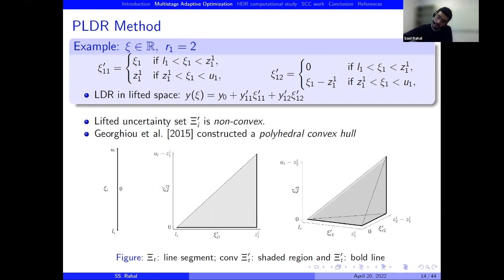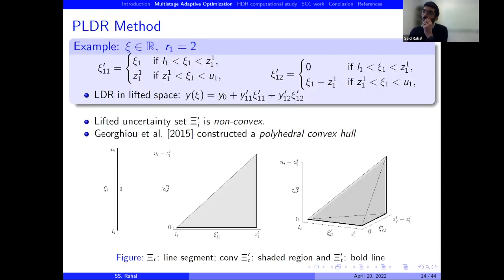In this figure, we assume a scalar uncertainty that belongs to a line segment between L sub i and U sub i. If we introduce one breakpoint, we have the lifted uncertainty set in the second figure. The bold line is the exact lifted uncertainty set, and the shaded region is the convex hull. This is the lifted set and the convex hull for the example shown above. In the third figure, the case with two breakpoints, the lifted space is equal to R3, and that's the convex hull of the lifted uncertainty set.